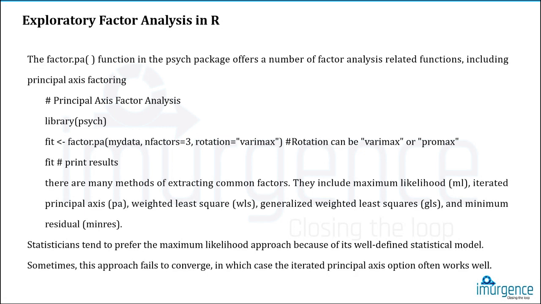Now, statisticians tend to prefer the MLE approach because it is well defined from the statistical perspective. So maximum likelihood estimates and generalized weighted least squares. The weighted least squares comes close to the linear and logistic regression concepts and becomes more relevant to statisticians. Sometimes these approaches fail to converge, in which case the iterated principal axis option is the one which works well most of the time. So if these don't work for you, you can opt for the principal axis option. Sometimes you might get an error saying it couldn't find this many factors. That's the time when you can try, as a last option, the iterated principal axis.